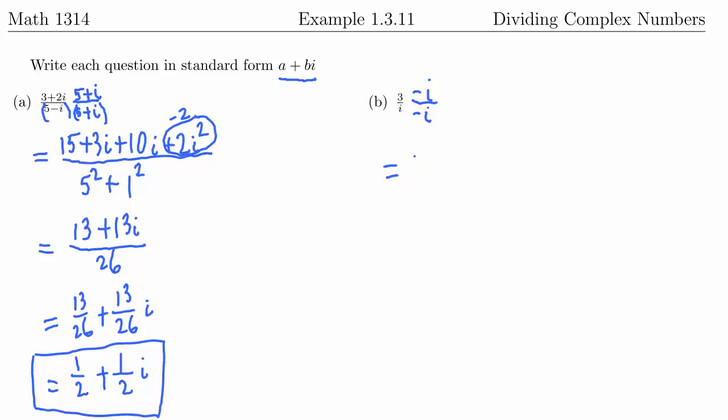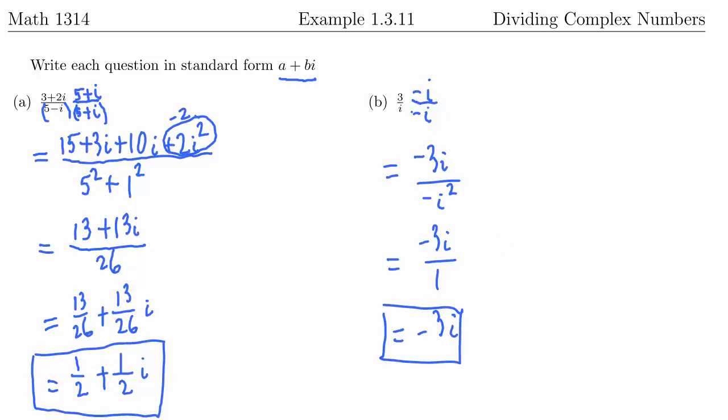So the numerator becomes negative 3i. The denominator is i times negative i, which is negative i squared. But remember, i squared is negative 1. That means it's the opposite of negative 1, which means it is positive 1. So you get negative 3i divided by 1, which gives you negative 3i.